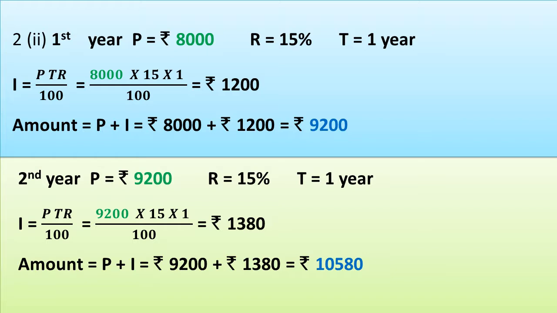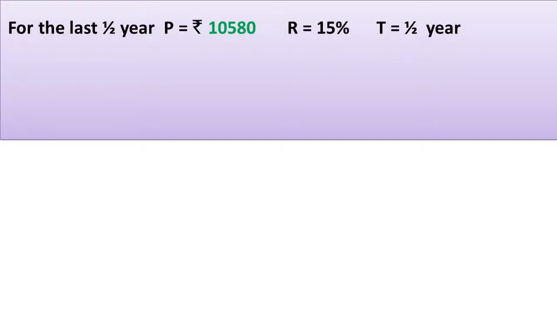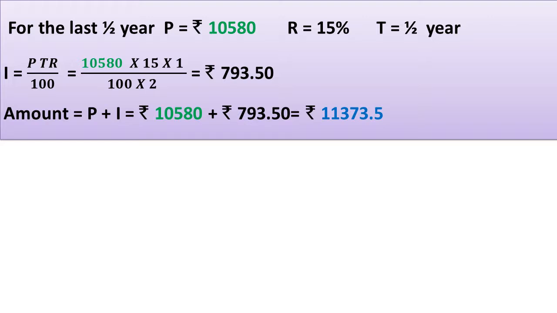So we have already calculated for first year and second year. Let us move on to the next half year. So for the next half year, consider the principal amount as what it was at the end of the second year, that is 10,580. As we are calculating for the last half year, consider the time as half year, that is 1/2. Then the interest will be equal to rupees 793.50, and the amount will be calculated as 11,373.50.